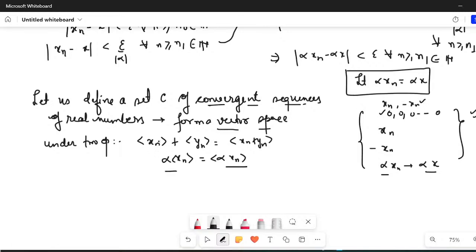If you add two of the sequences xn plus yn, this is a real sequence, so closure holds. Since addition itself is associative, whether you add yn plus xn, and all the other properties which relate to scalar multiplication, you can prove on your own. This is something that I expect you should know at the PSC level. If you don't know, please let me know in the comment section. I will do it in a different lecture altogether. But always remember, the set C of convergent sequences of real numbers forms a vector space.